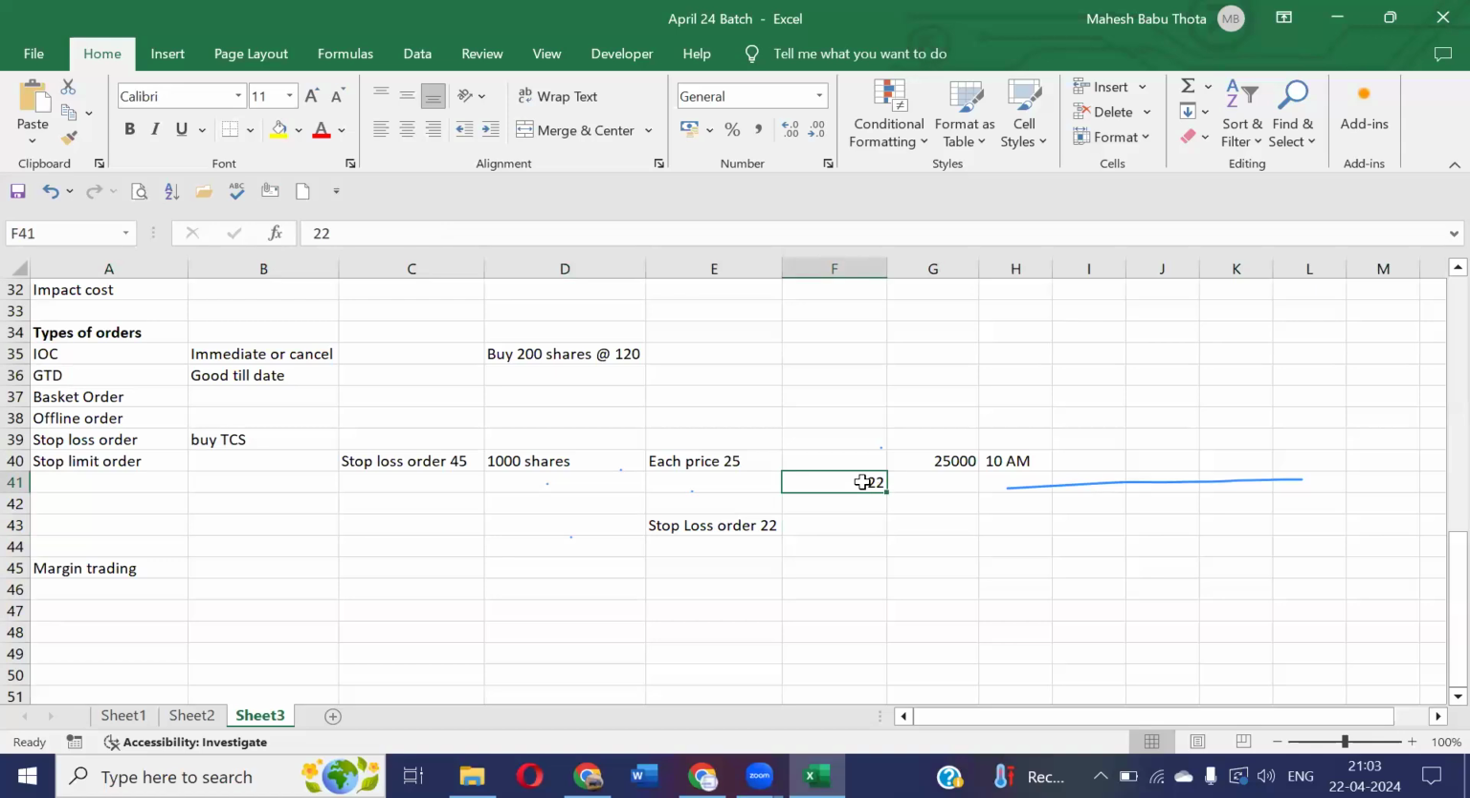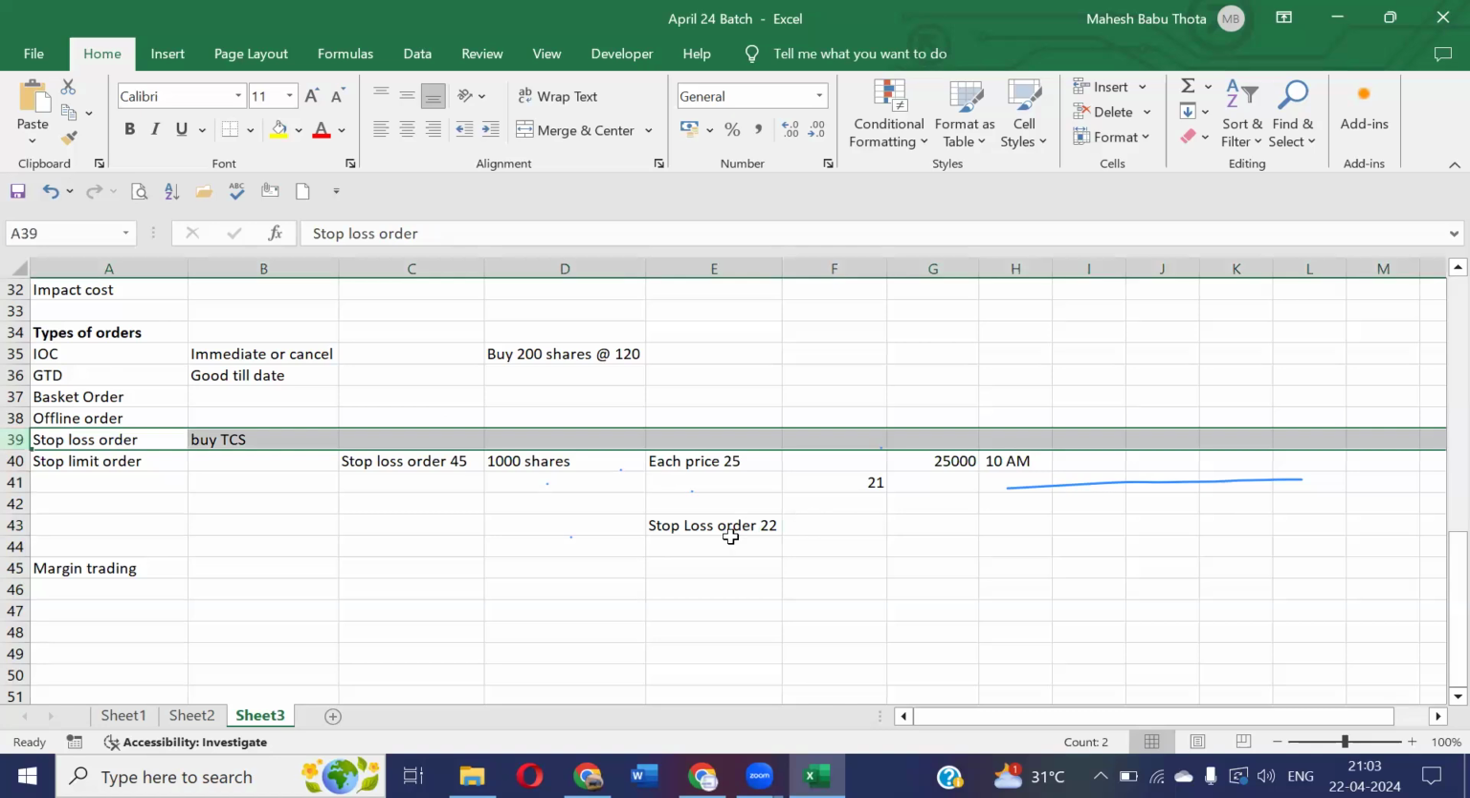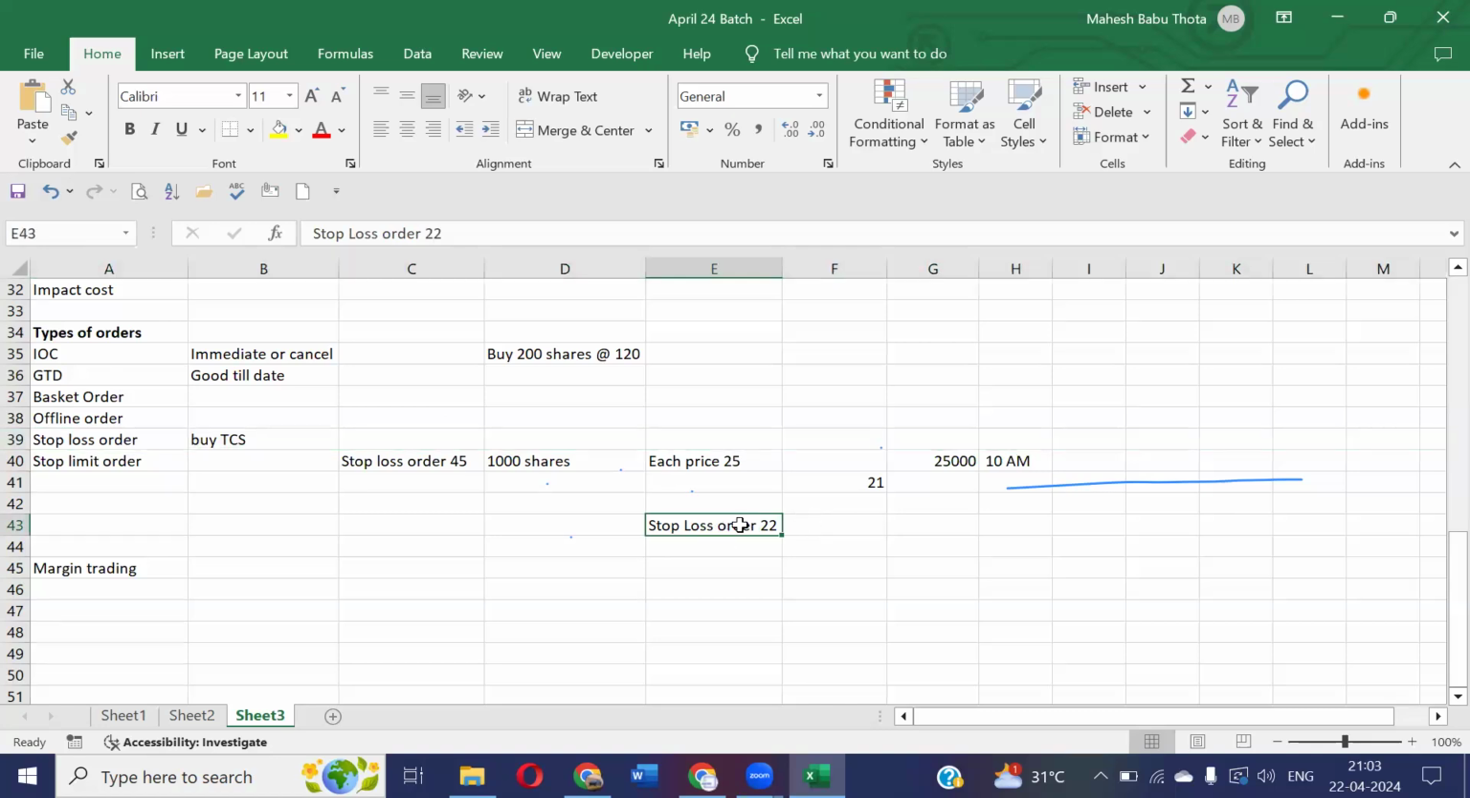Let's assume the next price is 21 rupees. Will the order be executed? The stop loss order will be executed at the next immediate price, not at 22 rupees. It will just trigger at the trigger point only. Stop loss order means the trigger point only. The trigger point is 22 rupees, and the next price can reach 35 rupees also.